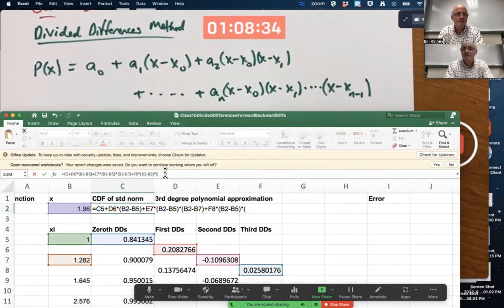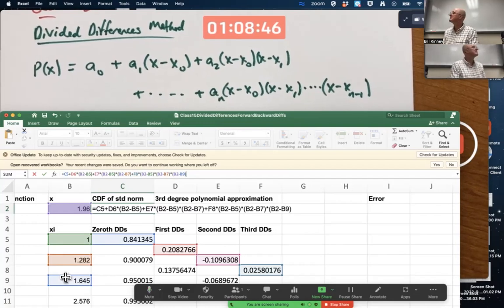Times x minus x1 times x minus x2. And I never have to do an x minus x3 anywhere. Never in general have to do an x minus xn. It works. The algebra can be verified. So what should I get here? This should be close to 0.975. It should be, in fact, the same answer we got with Neville's method.